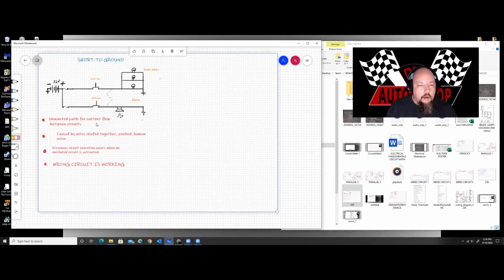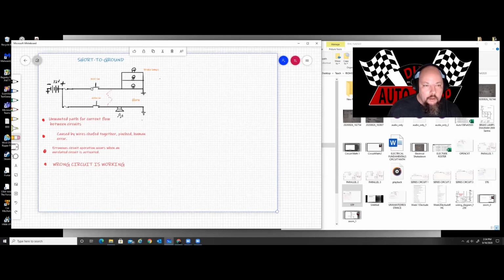So if you look at our diagram here, you'll see that you have the BOO switch here, the brake on off, BOO switch. And over here you have brake lamps, my fuse, my battery, everything that I need for the circuit. So I go ahead and activate my brake lamps, and my brake lamps are supposed to come on and everything's supposed to be fine.